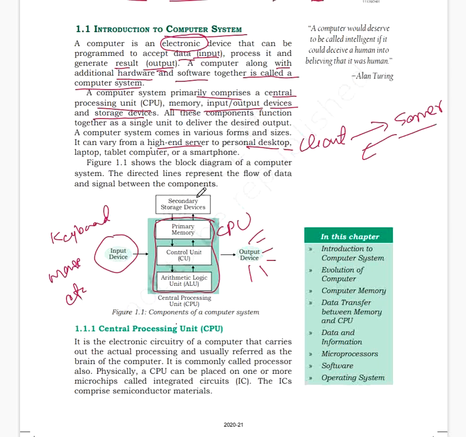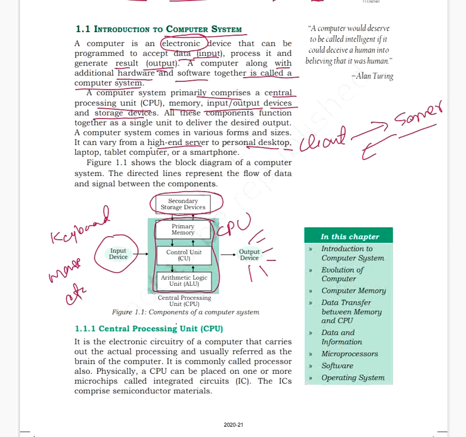And this secondary storage is basically an optional storage device. If it is required, then the user can use it. These are the optional ones. Without this, the computer can work. But primary memory is an important component. It must be there. Without this primary memory, your computer will not work.